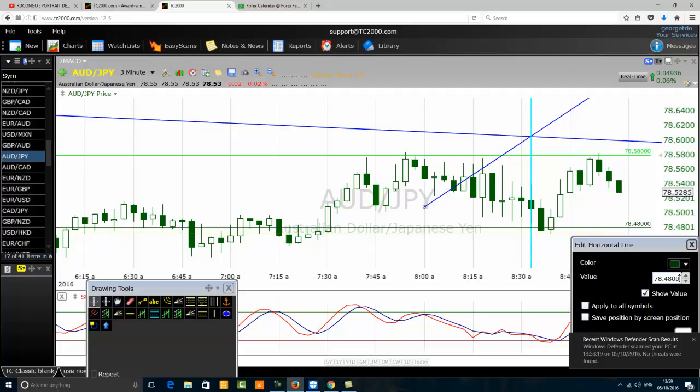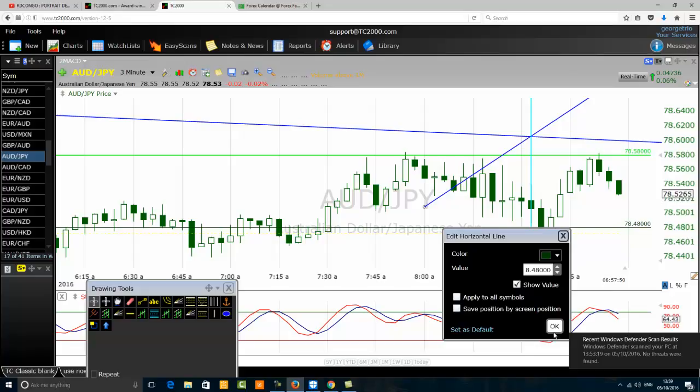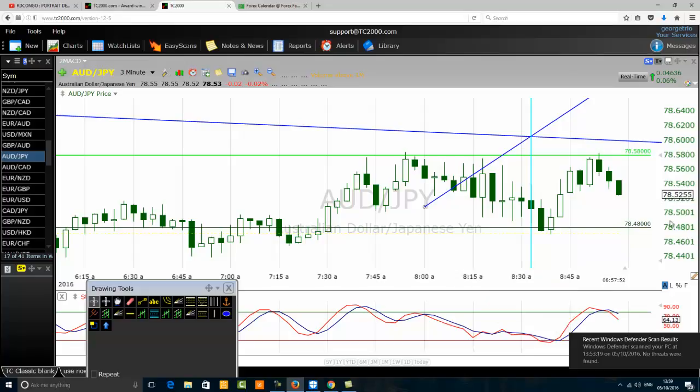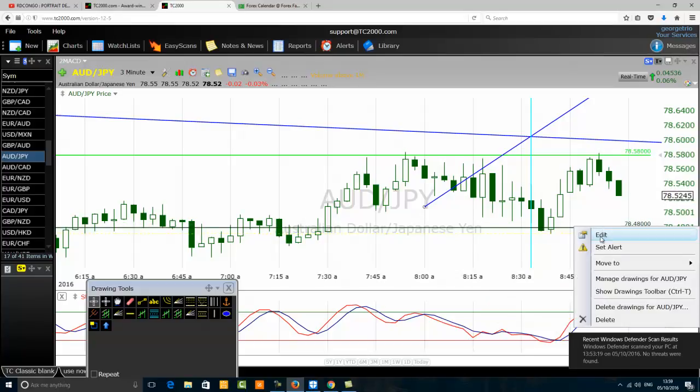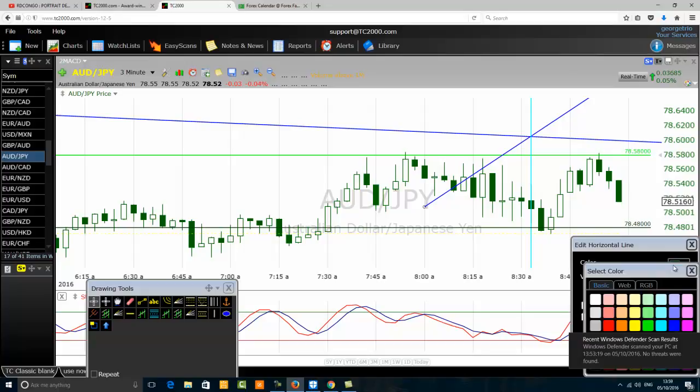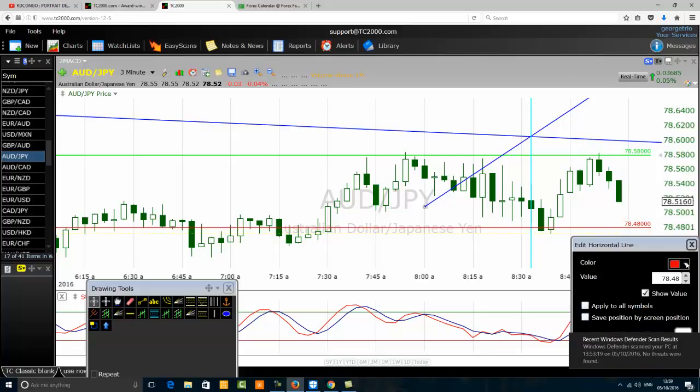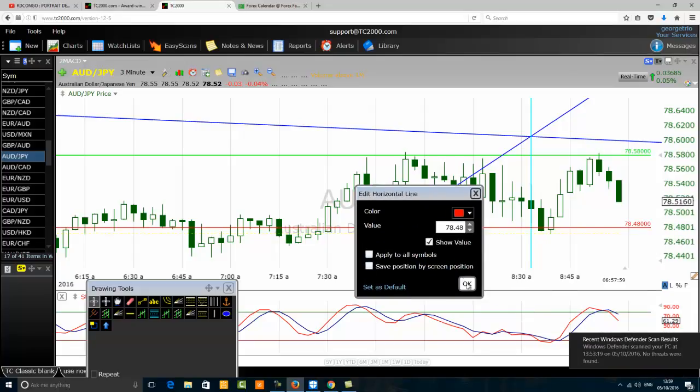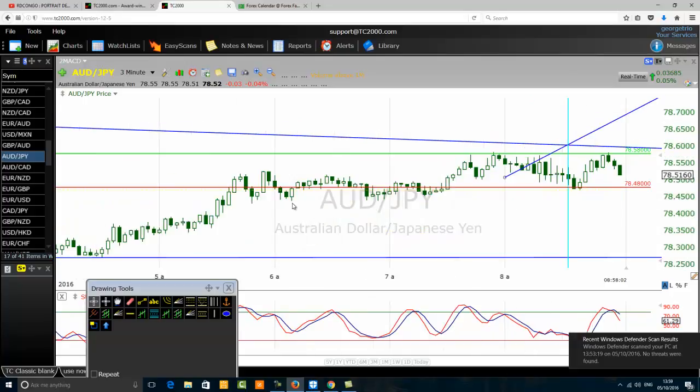So my stop loss is this one here. I'm going to color it now into red. I will not move my stop loss. I do move my stop loss sometimes, but this time I will not move it. It will stay here where it is.